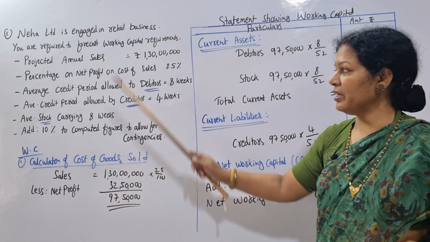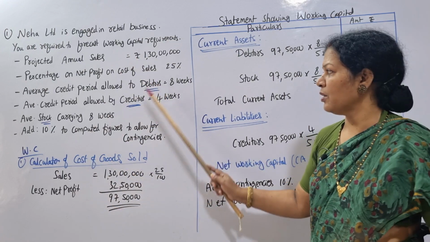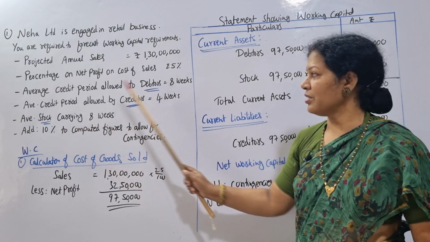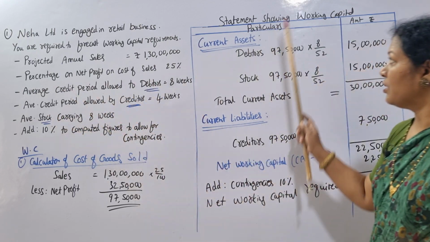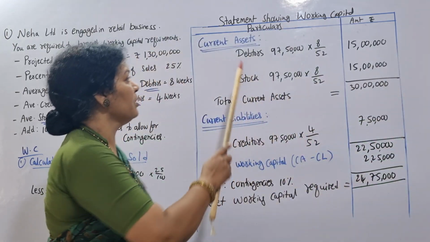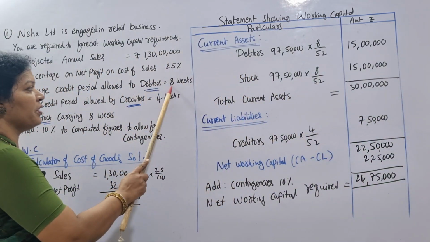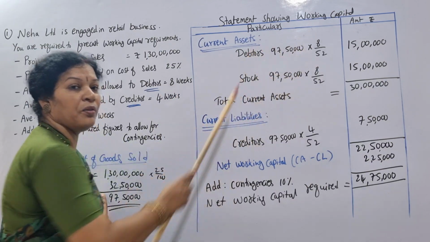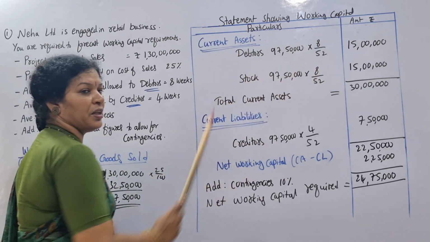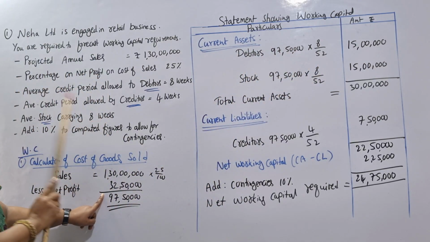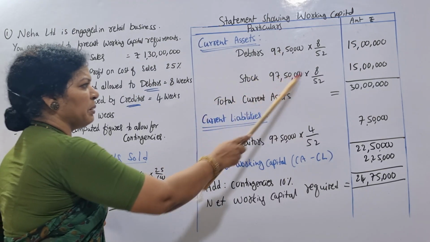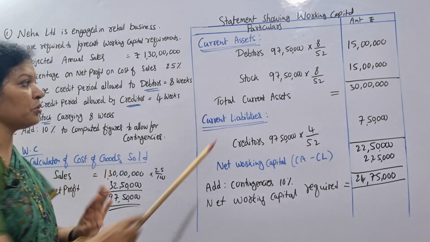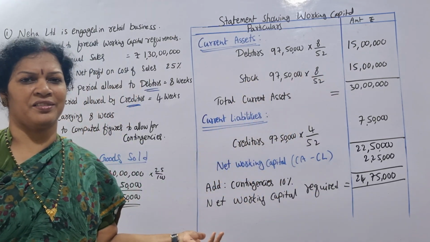What is given in the problem? We could identify only 3 items: debtors, creditors, stock. So current assets are debtors and stock only. In this pro forma, we have written first debtors and stock. Debtors, they are saying 8 weeks, so 8 out of 52 weeks. You got 15 lakh. In the same way, stock is also 8 weeks, same amount you got. We have only 2 items, stock and debtors, so that total is total current assets.